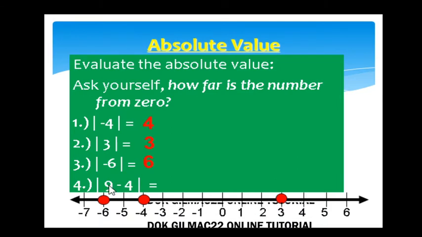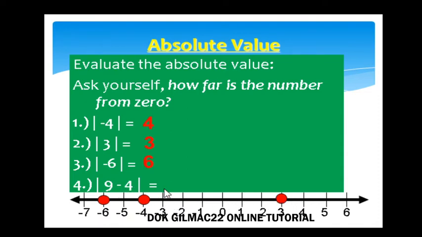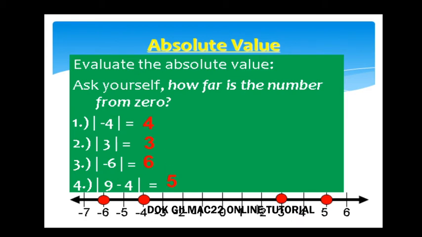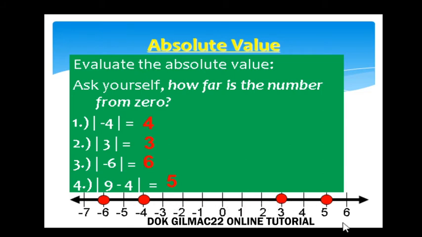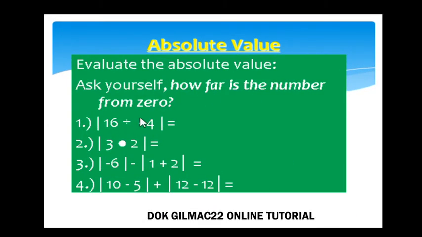How about the absolute value of 9 minus 4? Perform the operation first. Yes, it's equal to 5. The absolute value of 5 is actually equal to 5. So, simply have 5 units from 0. Okay, so take note of that. Ask yourself how far is the number from 0.